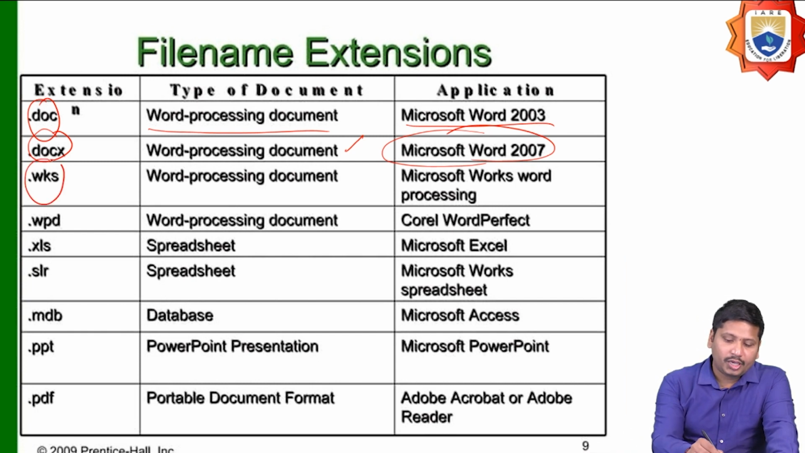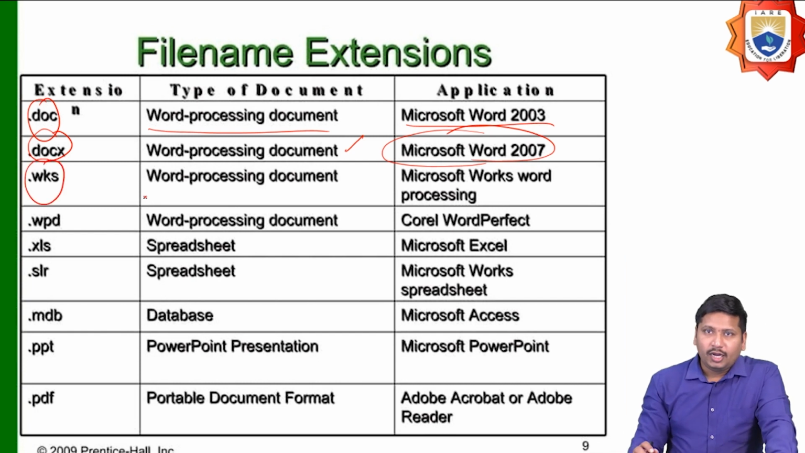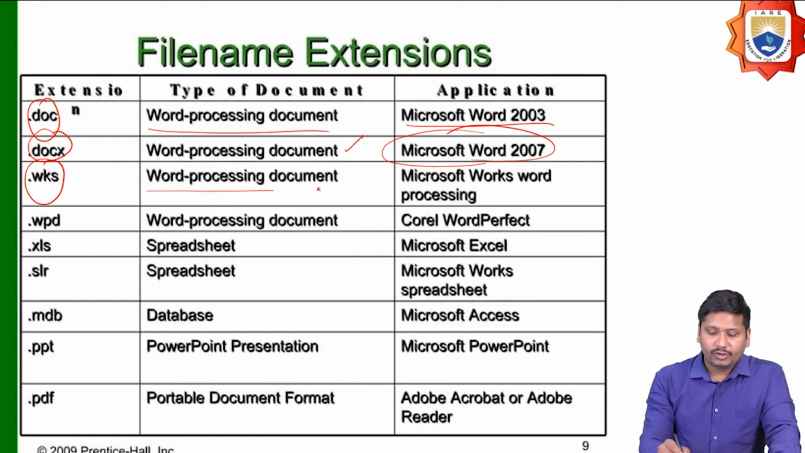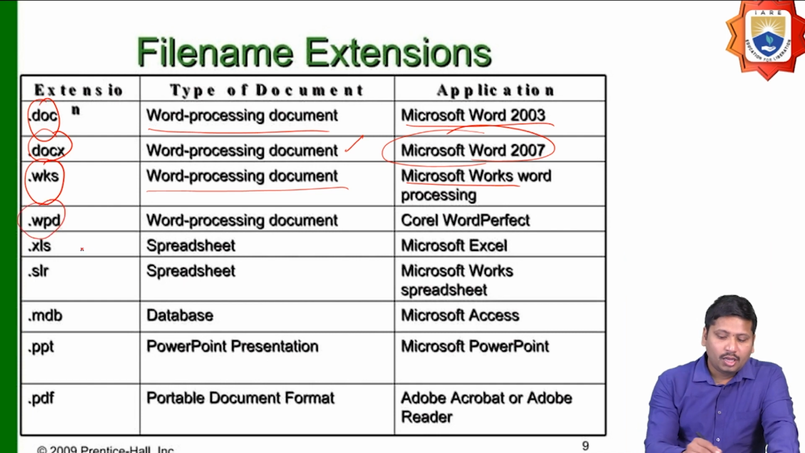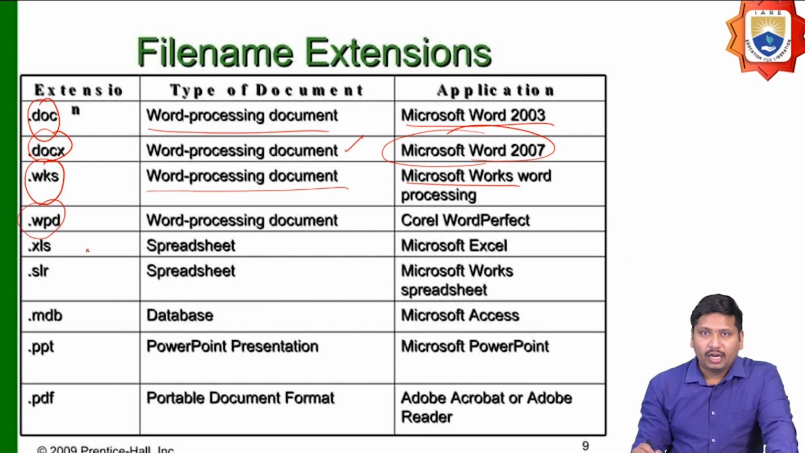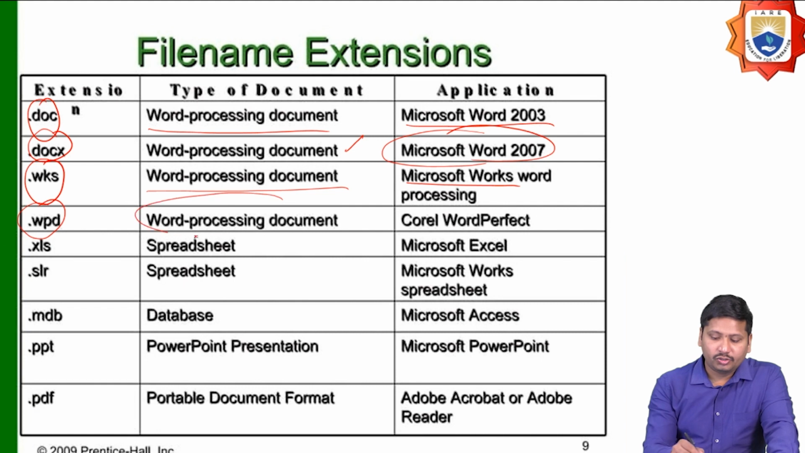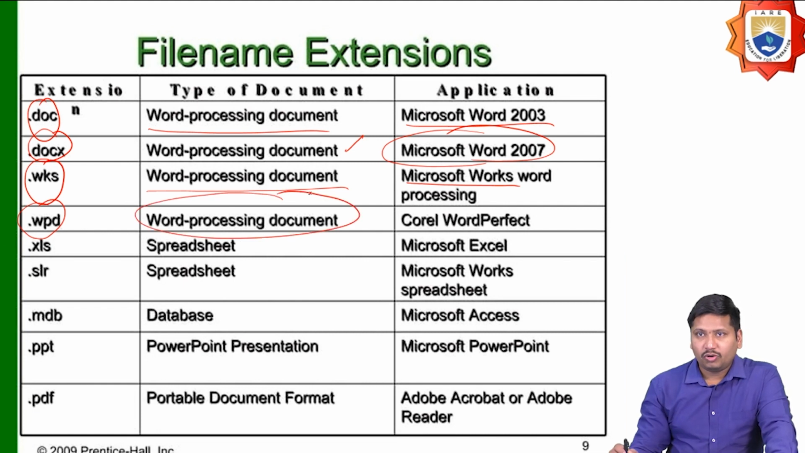Similarly, .wks is that kind of file name extension, which is also a word processing document for the application of Microsoft Works word processing. And .wpd is another file name extension, where the document is a word processing document itself, but the application is Corel WordPerfect.